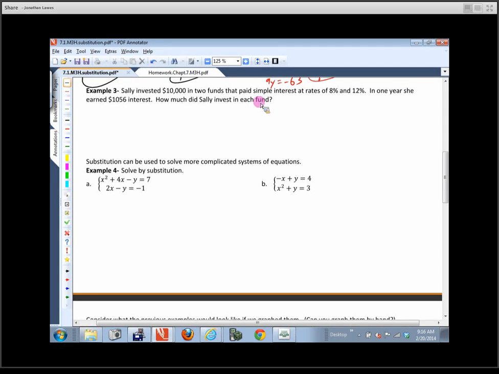Okay, now listen carefully because this is going to come up again and again and again. Whenever you've got a story problem and you've got to solve it using a system of equations, usually you're going to write a couple of equations about different things. Okay? So I'm going to declare a couple of variables here. I'm going to say x is the amount in the 8% fund. And I'm going to say y is the amount in the 12% fund.